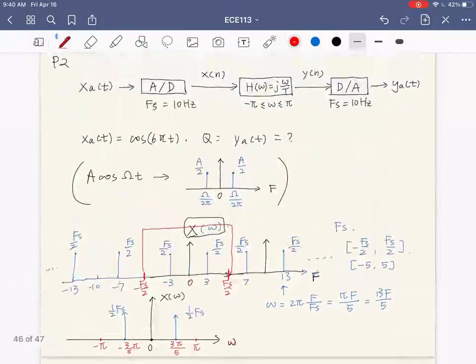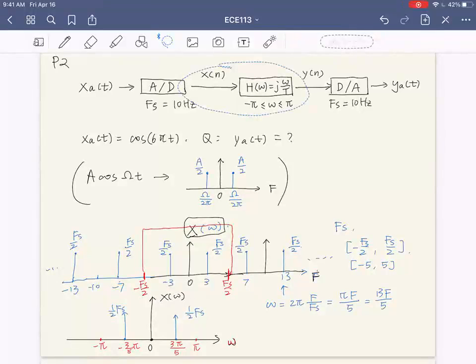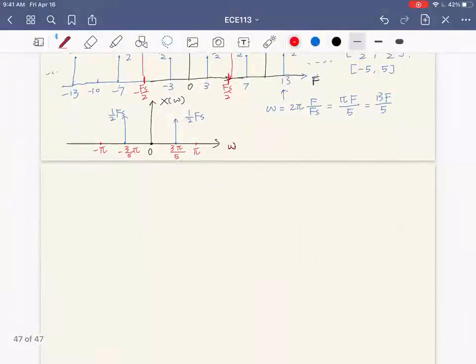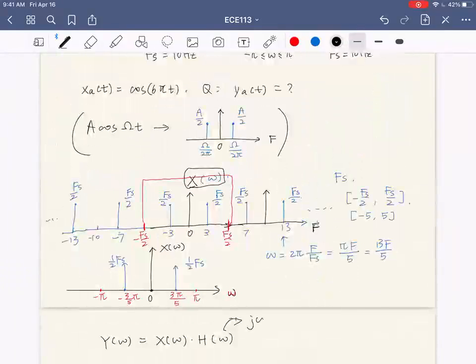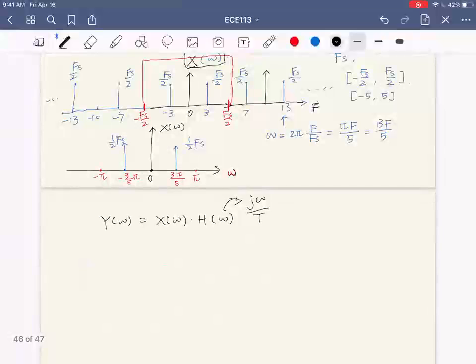And the next step can be predicted by you guys. So we have H of omega and we have X of omega, right? And you know that it is convolution in the discrete time domain, so we just need to multiply in the omega domain. And the condition is very convenient for us. So we know that Y of omega equals X of omega times H of omega. Okay. And the H of omega is j omega over T. And the X of omega is 2 impulse functions.